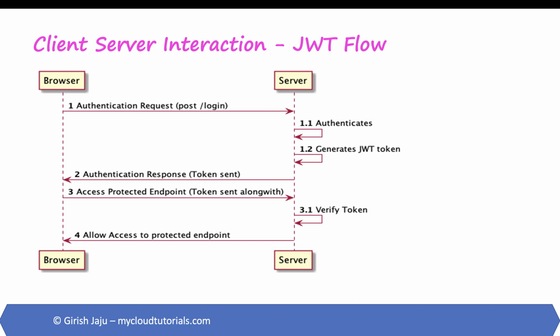Same as before, the authentication request is made and the server authenticates. Once the server successfully authenticates a user, it generates a JWT token. This token is not stored on the server. This token is sent in the response back to the client. This response could be part of the body or could be sent in the header. For any subsequent access to any protected endpoint, the client must send this token in the header. Server verifies this token, and if the verification is successful, server allows client to access the protected endpoint.